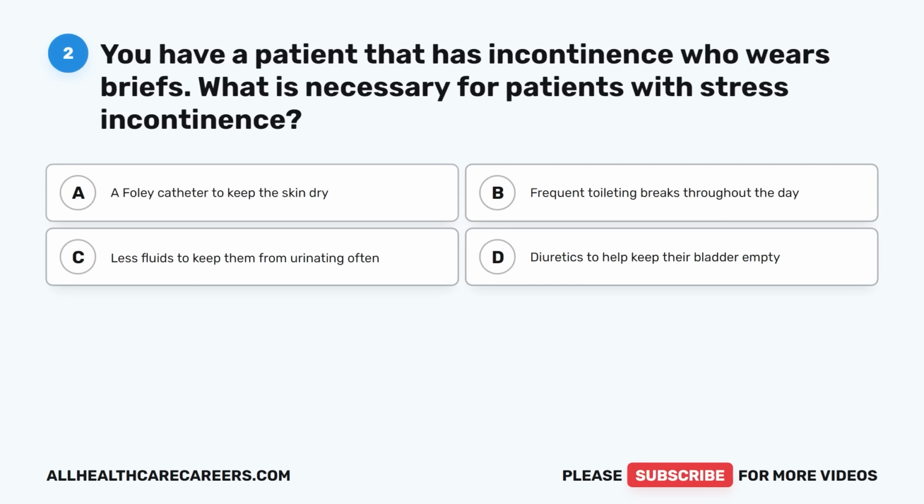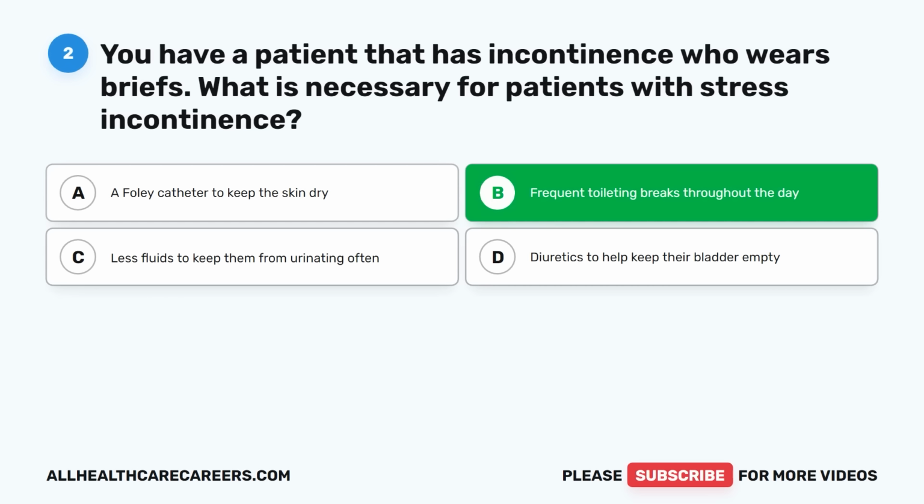Question 2. You have a patient that has incontinence who wears briefs. What is necessary for patients with stress incontinence? A. A Foley catheter to keep the skin dry. B. Frequent toileting breaks throughout the day. C. Less fluids to keep them from urinating often. D. Diuretics to help keep their bladder empty.